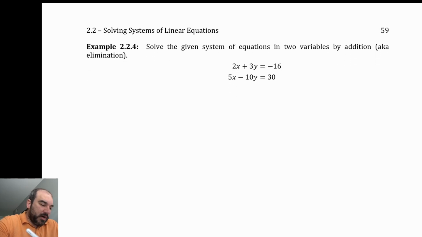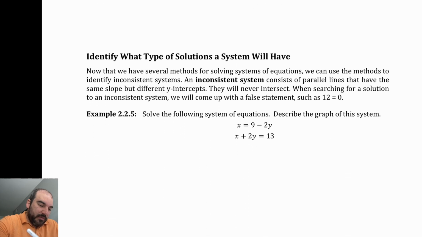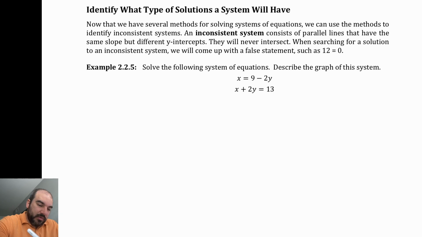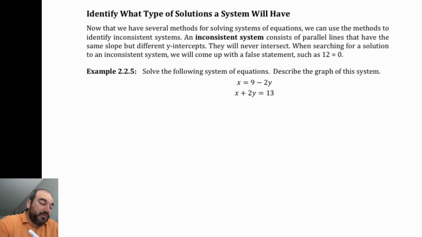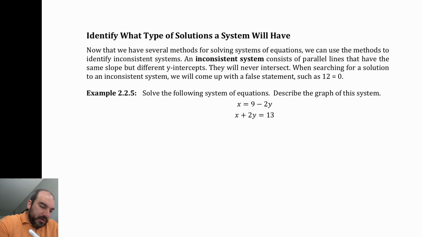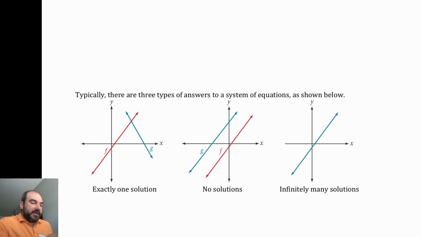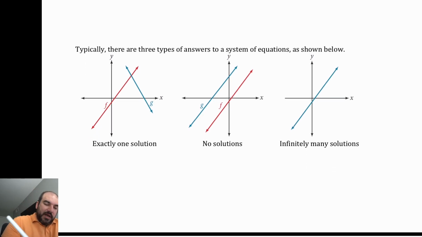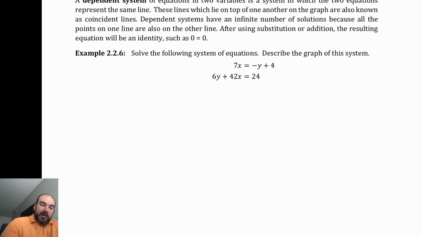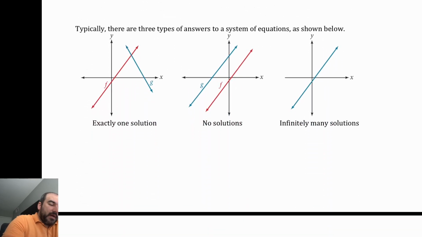You guys can work on 2.2.4. Identify what type of solution a system will have. There are three things that can happen when we're solving these systems, and they're described in these graphs down here on the bottom of page 60. There are 3 things that can happen.